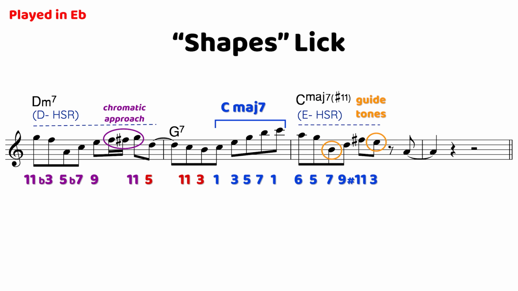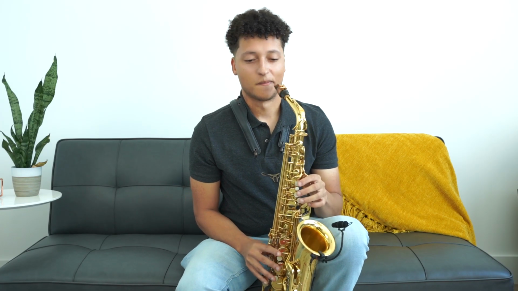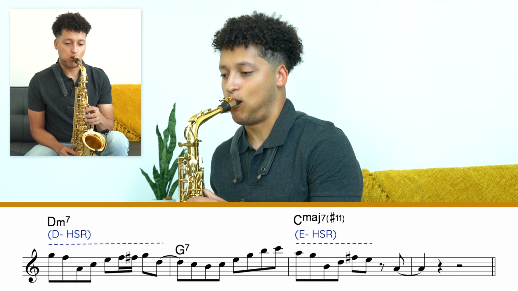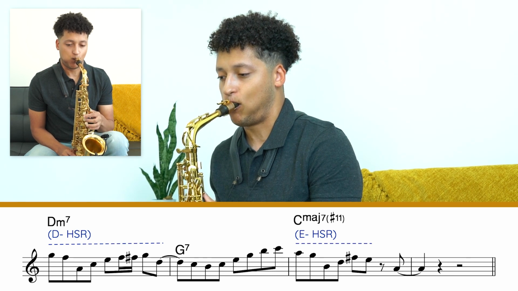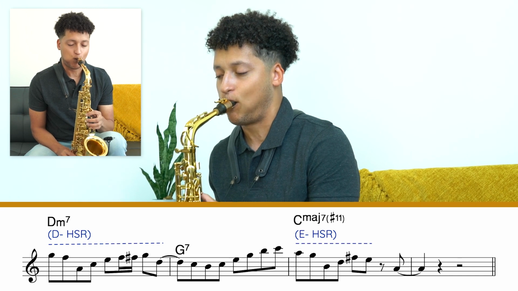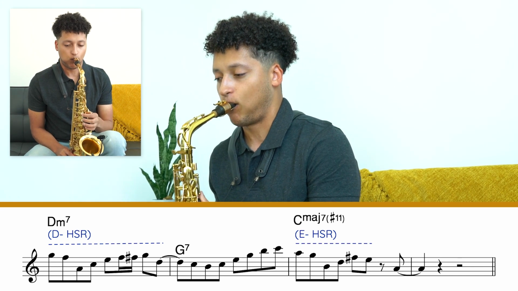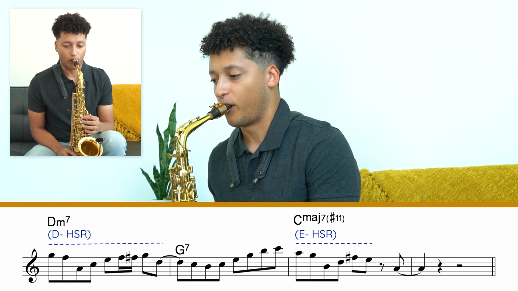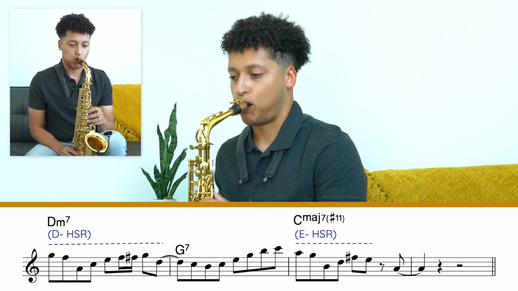And just to make it sound more complete, I landed on the 6 because in the beginning of this measure, we started on the 6. So it adds a nice bit of symmetry when you hear it all together. All right, now let's hear it slow. And now up to speed.